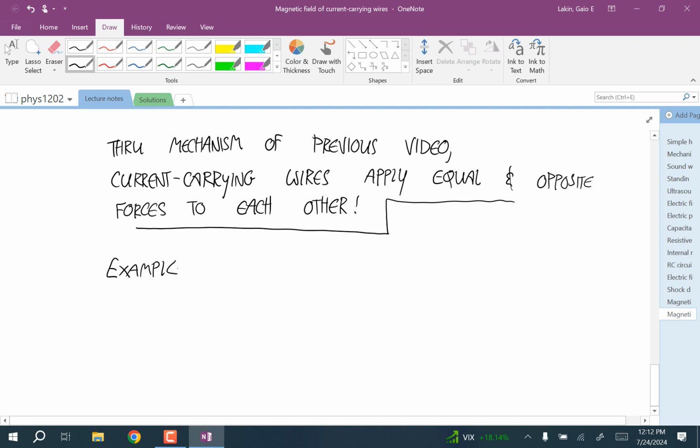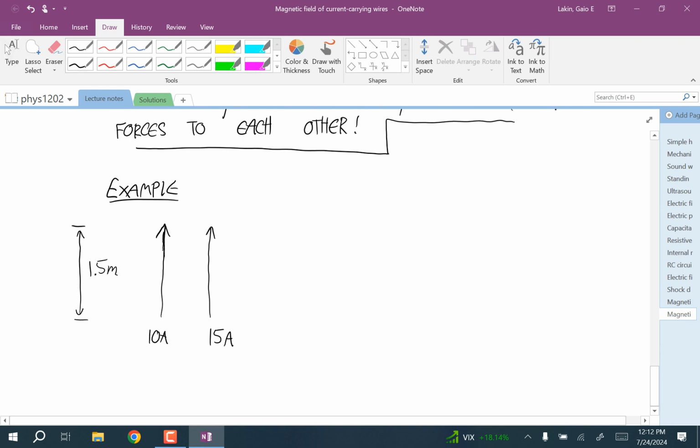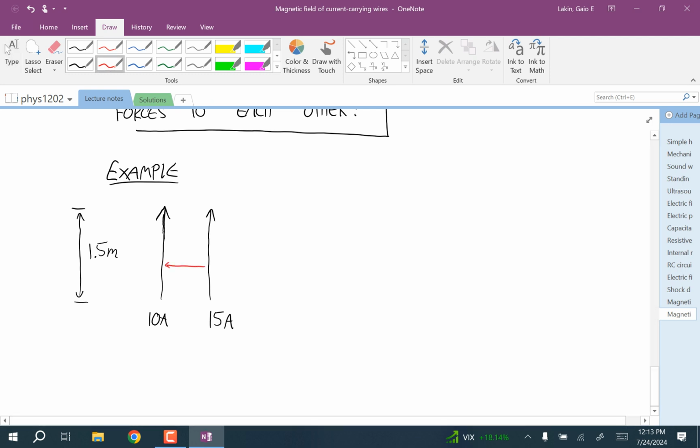So the first one is, let's have two parallel straight wires with the current moving in the same direction. Let's say the one on the left is a 10 amp current and the one on the right is a 15 amp current. So these are pretty big currents. And let's say that they run parallel to each other for a distance of 1.5 meters. And let's say that the distance between them is 9 centimeters. And the question is, what's the force each wire applies to the other?